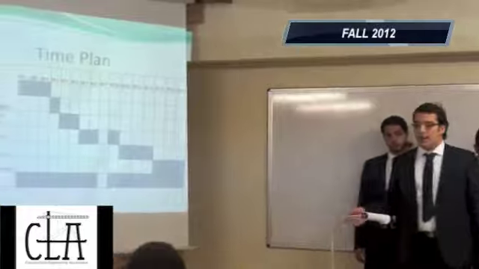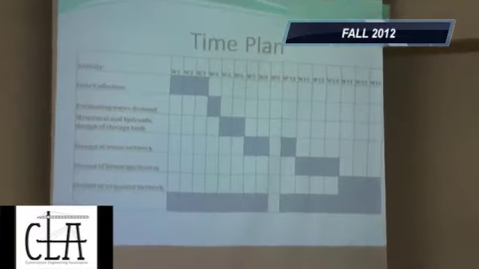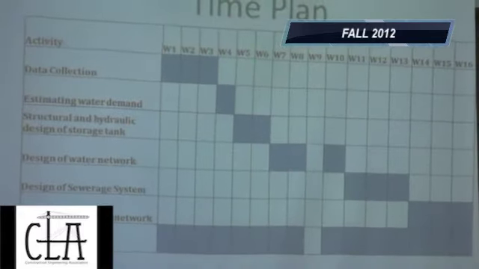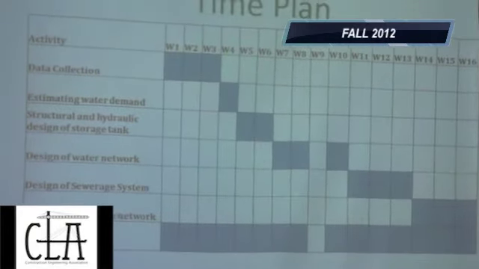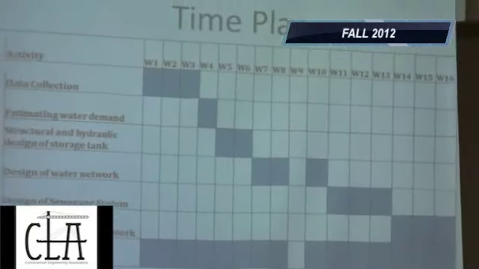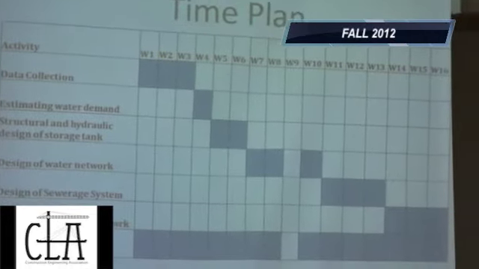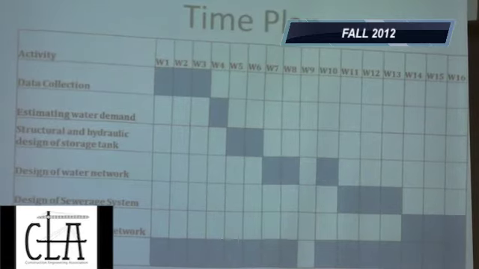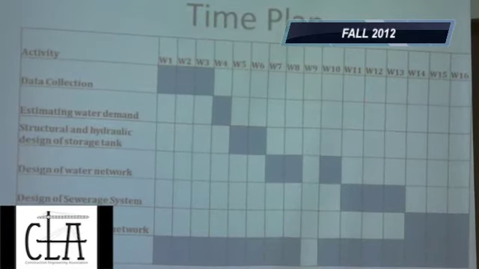Now for the time plan, by presentation 2, we should be done with estimating the water demand, the structural and hydraulic design of the water storage tank, and the design of the water supply network. That leaves us with the design of the sewerage network and irrigation network, which is almost 40% of our project.